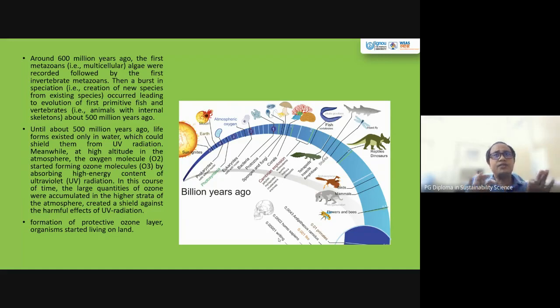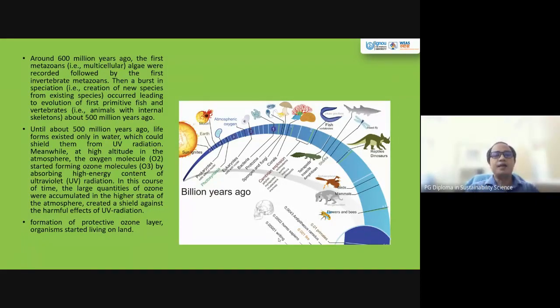Then in the process of evolution, speciation happened. It created new species from the existing species, which led to the evolution of the first primitive fish and vertebrates, about 500 million years ago. Until then, life existed only in water, because at that time there was no ozone layer in the outer atmosphere to block UV radiation. That was the reason why the evolution of life started in water.